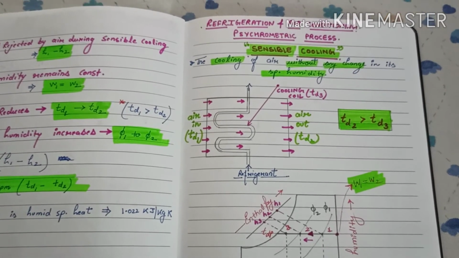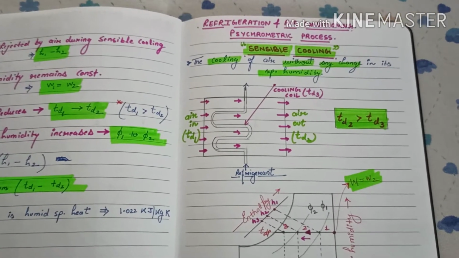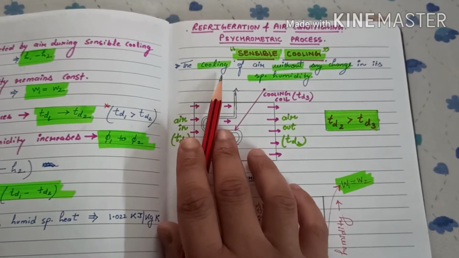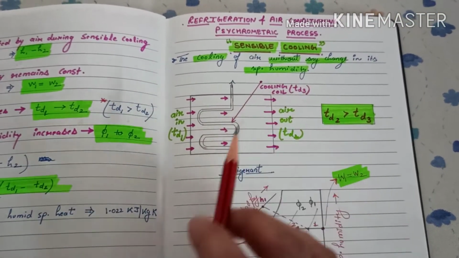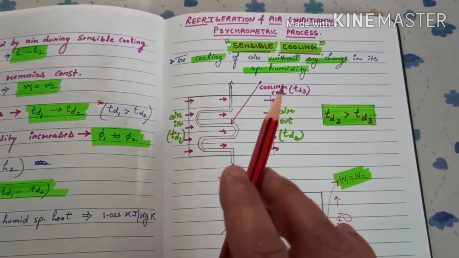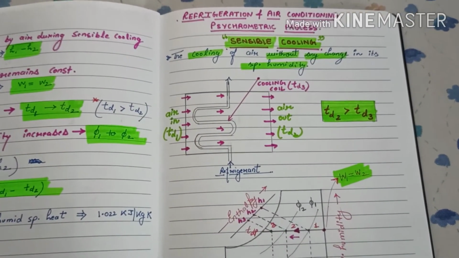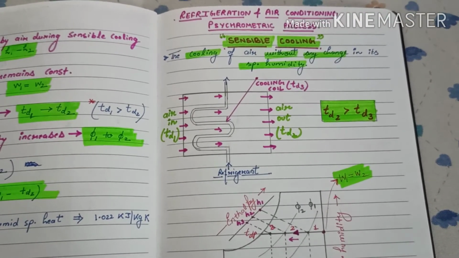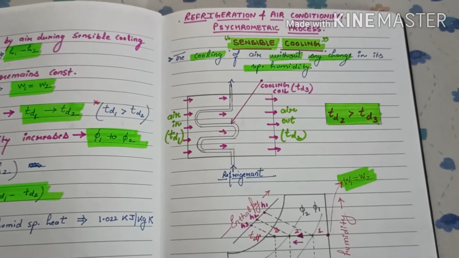Hello students, in this video we will be talking about the psychrometric process sensible cooling. Sensible cooling is the cooling of air without any change in its specific humidity. That means when the specific humidity remains constant and the air is cooled, then it is called sensible cooling.